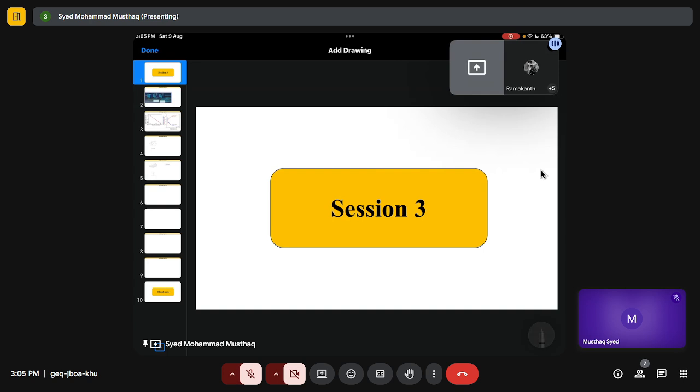In the last few sessions, in the first session we discussed the introduction, why we need nanomaterials and why we need to study them. Then in the second session, apart from the introduction, we discussed the various types of nanomaterials and how to characterize them based on their dimensions, right?